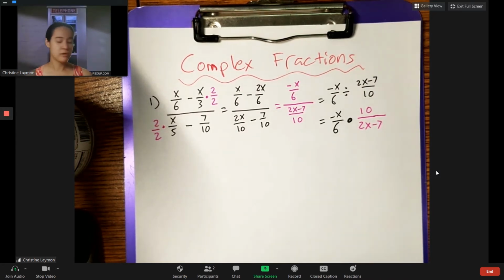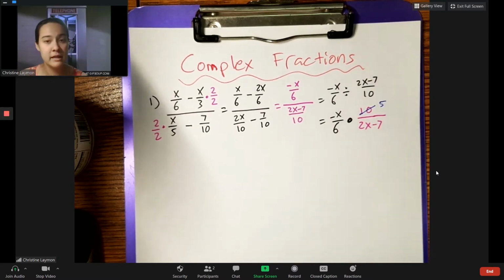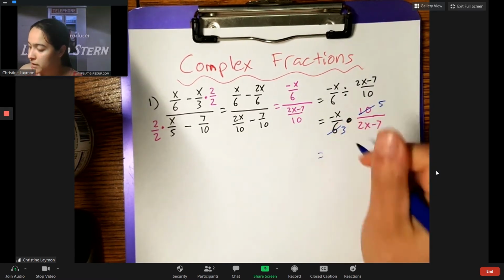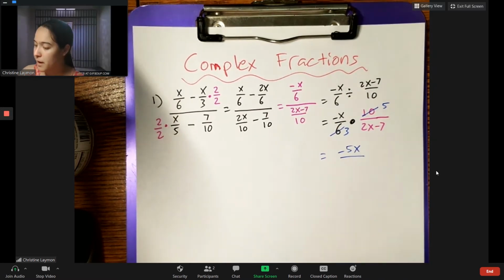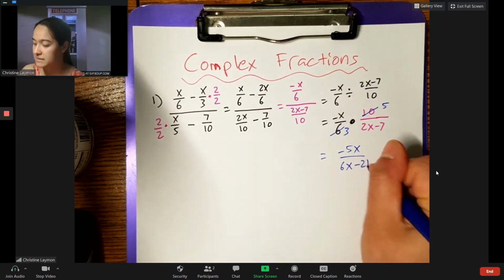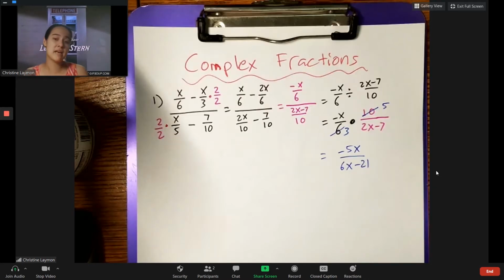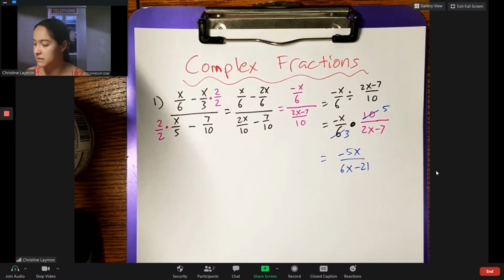So that's what I'm going to look at, and now I want to simplify that. So this 6 and that 10, well, they're both even numbers. Let's divide 10 by 2, I get 5, divide 6 by 2, and I get 3. So what I now have is negative 5x on the top, and on the bottom, I have 6x minus 21. I just multiplied that 3 back in. You can leave it out if you want. That is up to you. So that is the simplest form of this answer.